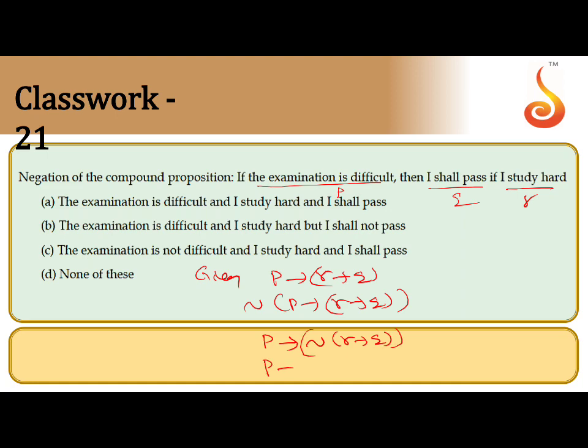Again apply negation for this one, R remains same. And negation of Q will come. I hope you understand here. So what is the property? Negation of P implies Q is P and negation of Q. That is the property here.